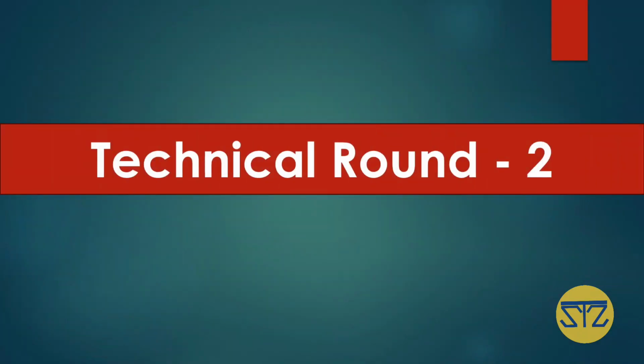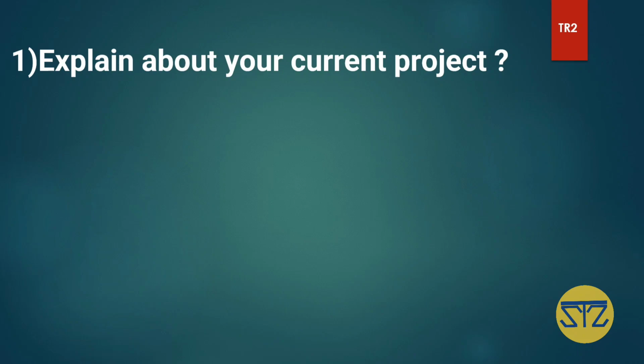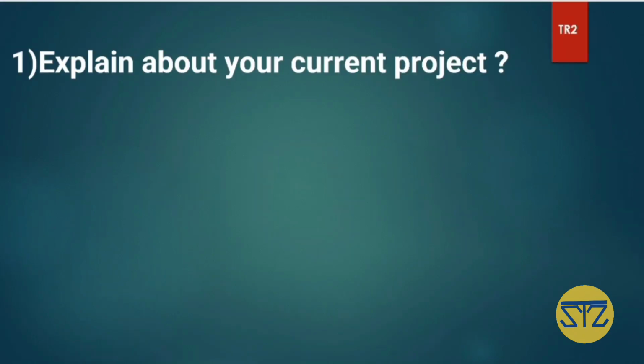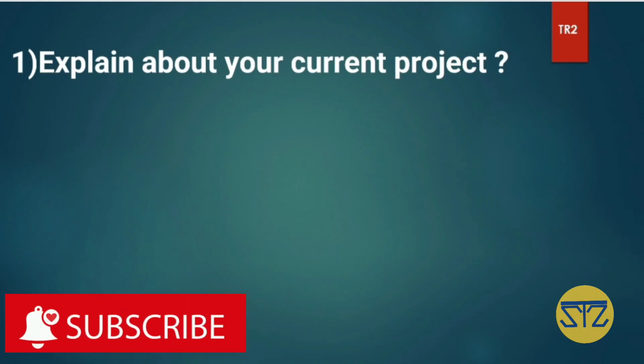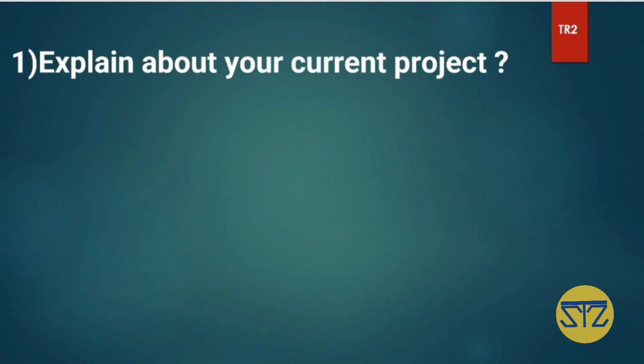Now let us move to the technical round 2 questions. In TR2 the first question is explain about your current project. So in this you can tell about your project architecture and whatever tech stack you have used in the project, and the domain and tools used in your project, and you can also tell about the issues you have resolved and the features you have developed. All those things you can tell about your current project as the answer.